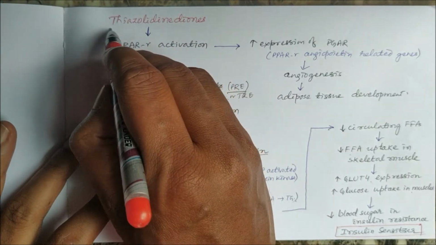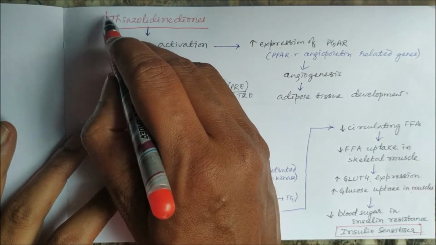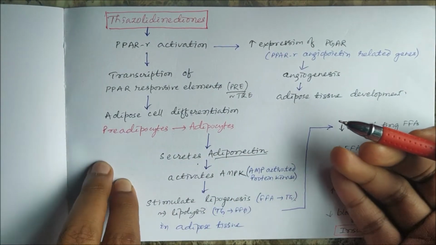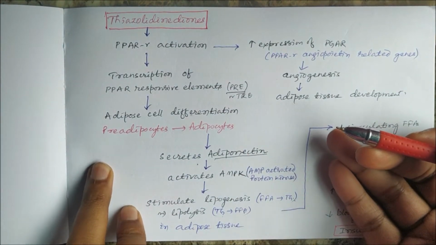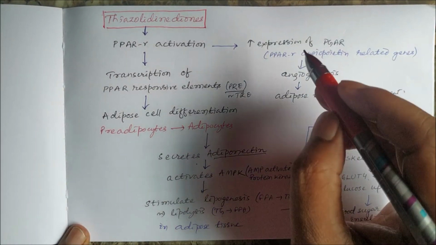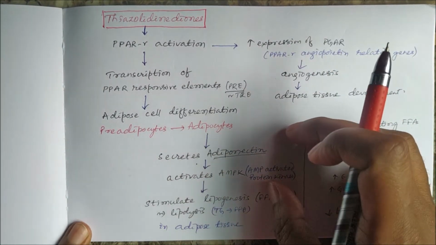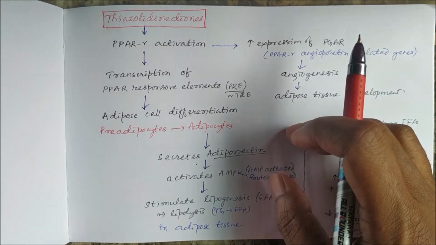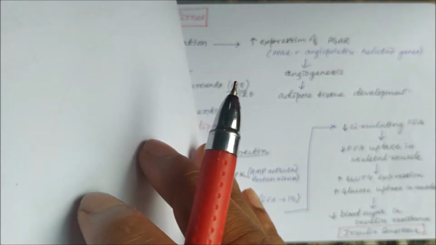Namaskar. Today we will study thiazolidinediones. These are orally used antidiabetic drugs, particularly in type 2 diabetes mellitus when there is insulin resistance. And let us first discuss what is this diabetes mellitus.